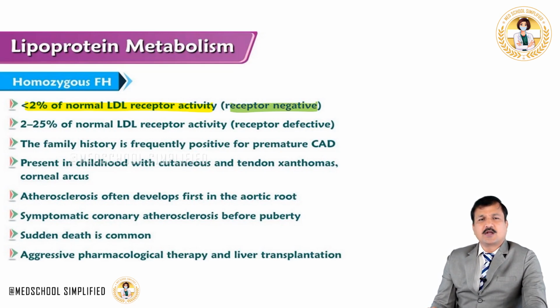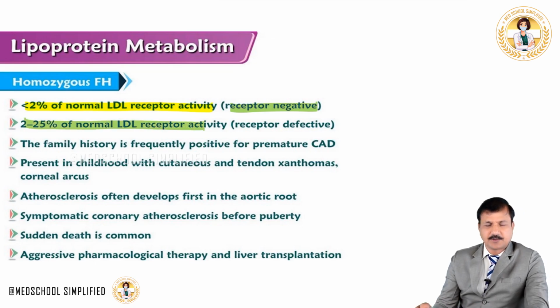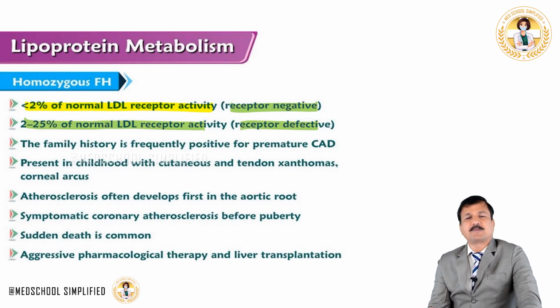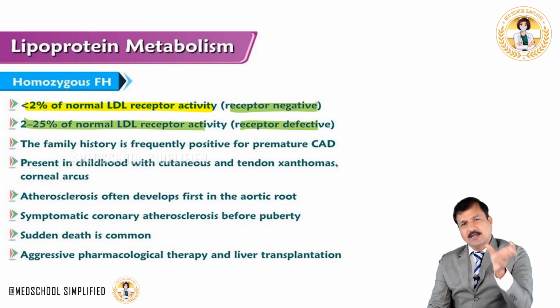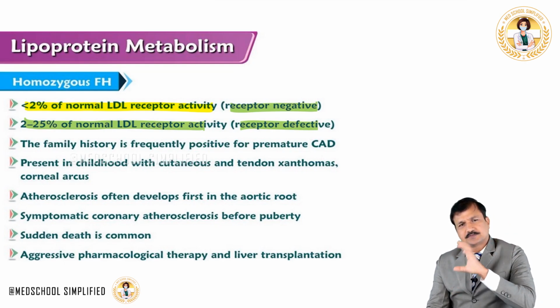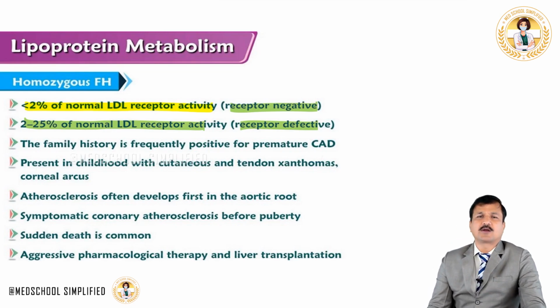If the receptor levels are between 2 to 25% of normal receptor activity, we classify that type of patients into receptor defective familial hypercholesterolemia. So there is receptor negative and receptor defective. In receptor negative, less than 2% of normal LDL receptor activity is retained. In receptor defective, 2 to 25% of normal LDL receptor activity is retained.